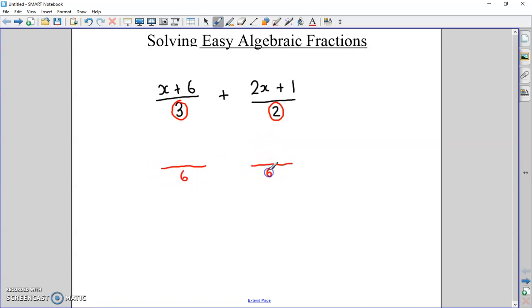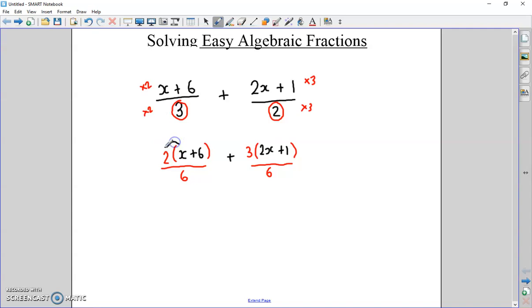Now because it's algebra, I'd love to write times 2 like I did before, times 3, and on the bottom you can do that, but on the top it's algebra. So if I want to times x plus 6 by 2, then really I should use brackets for that. And when I want to times by 3, I should be using brackets for that. Now, you might say, well, what's the point in writing it down? I know what x plus 6 doubled is, and I know what 2x plus 1 tripled is. But let's just go through the steps fully.